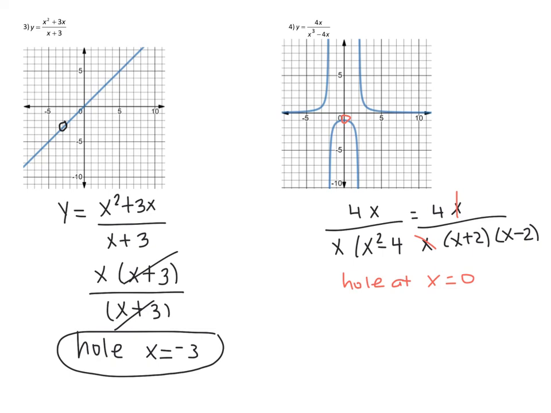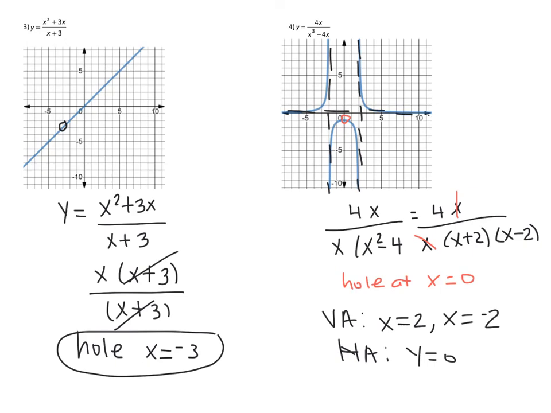And then what else do I know? This graph will have vertical asymptotes, and they are going to be at x equals 2 and x equals minus 2. And what about the horizontal asymptote? The bigger degree is at the bottom, so it's just going to be y equals 0, as we can see. So that's the information I get from the graph. And I can do my asymptotes here. And you can see the horizontal, and then you get points and graph it.